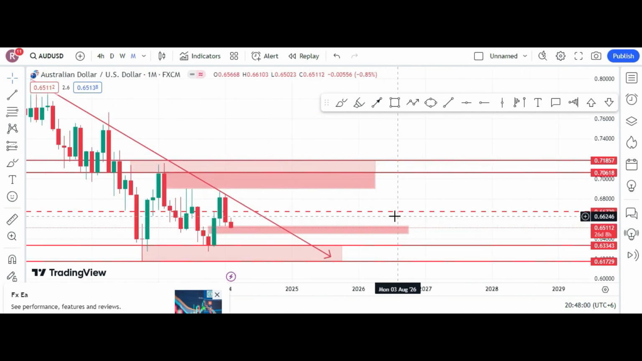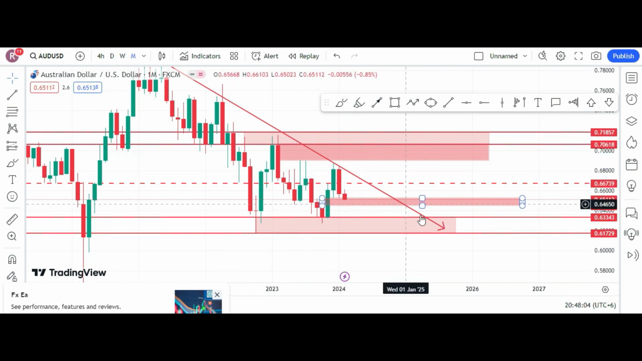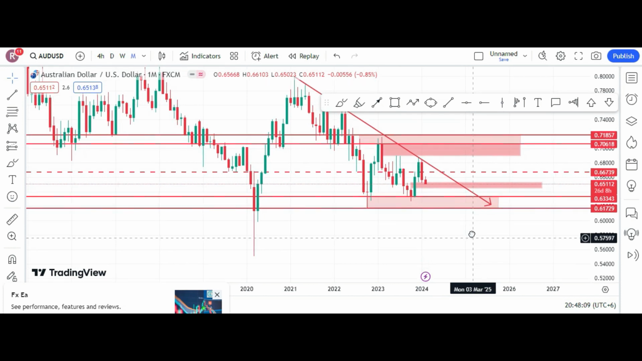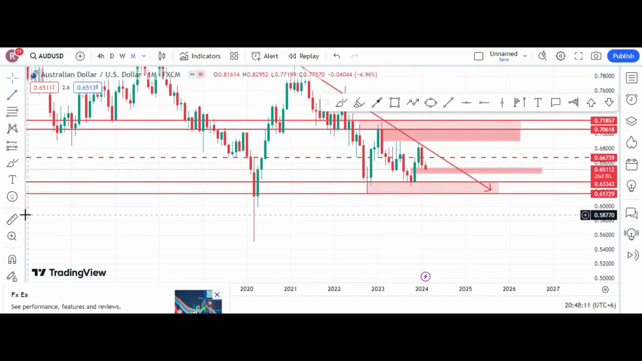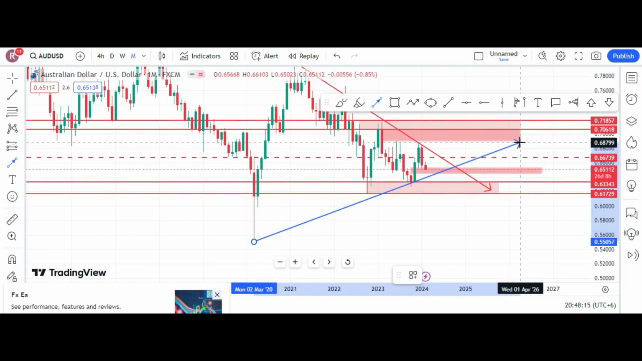This is the January candle. You guys can see it respected the top of the trend line. And as it is respecting the trend line, I would like to draw another trend line from the downside to see what is happening.